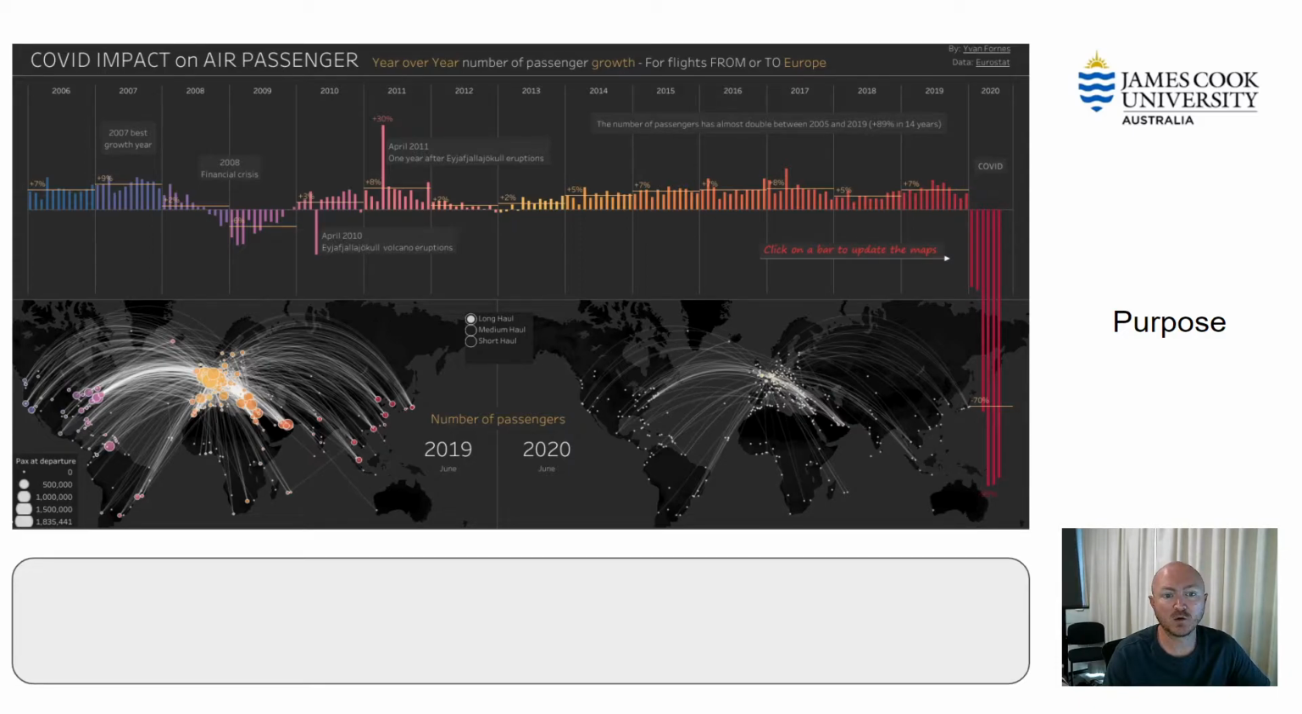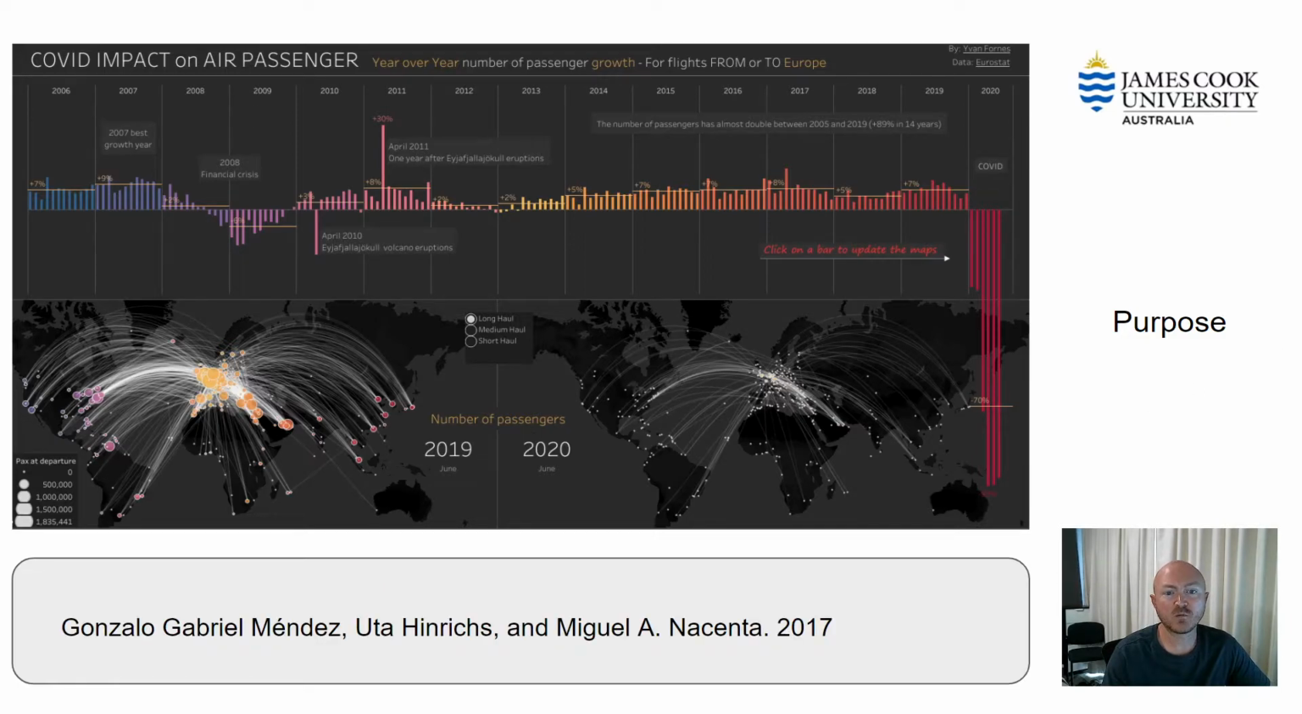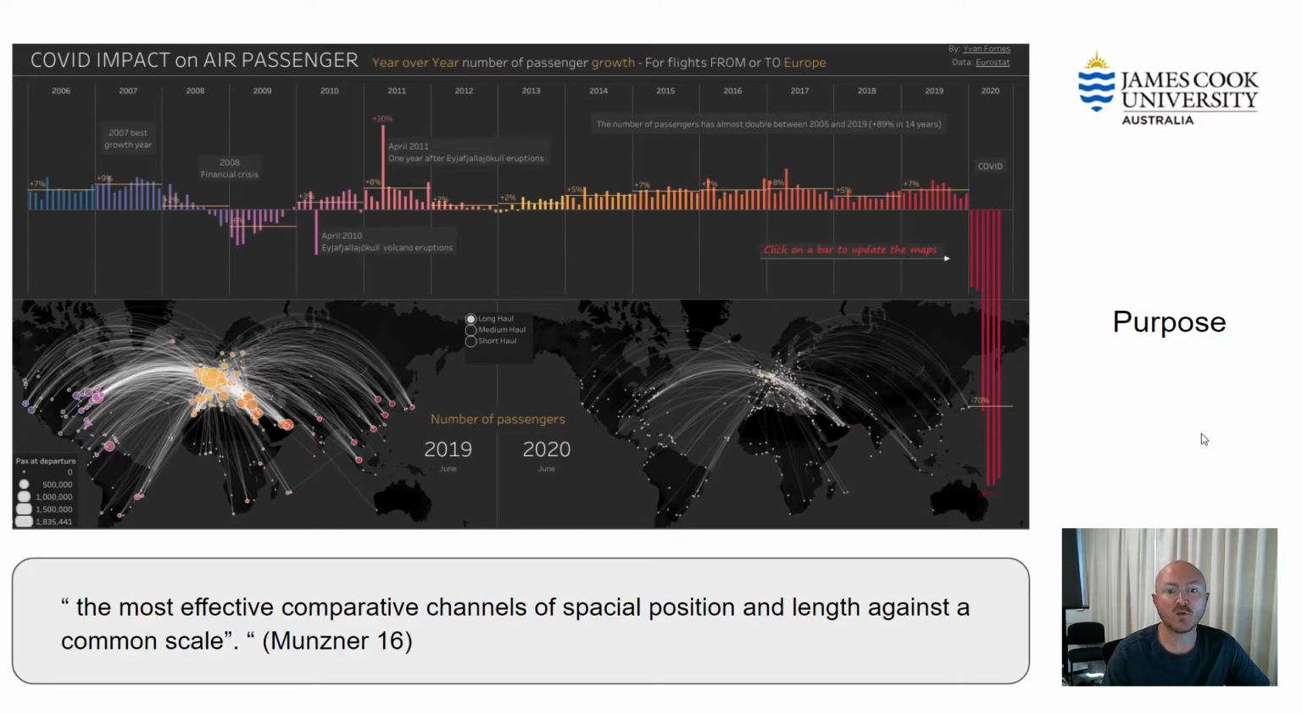The data has been encoded using position, hue, magnitude, and proximity, and includes the effective implementation of several key Gestalt principles. This specific approach is discussed more in detail by Mendes. Task abstraction, in this case, is to allow direct comparison of numerical data to identify patterns. The need for a viz idiom that facilitates fast and simple comparative analysis has been delivered by engaging what Munzner describes as the most effective comparative channels of spatial position and length against a common scale.